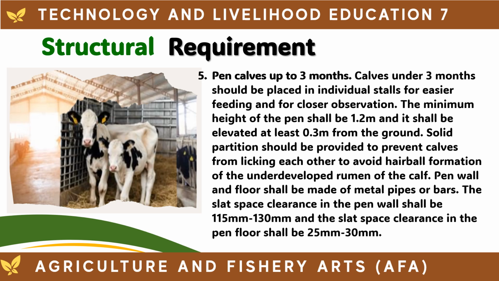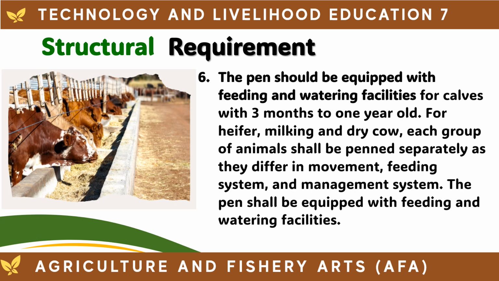Pen wall and floor shall be made of metal pipes or bars. The slat space clearance in the pen wall shall be 115 mm to 130 mm. The pen should be equipped with feeding and watering facilities for calves with 3 months to 1 year old. For heifer, milking and dry cow, each group of animals shall be penned separately as they differ in movement, feeding system, and management system. The pen shall be equipped with feeding and watering facilities.